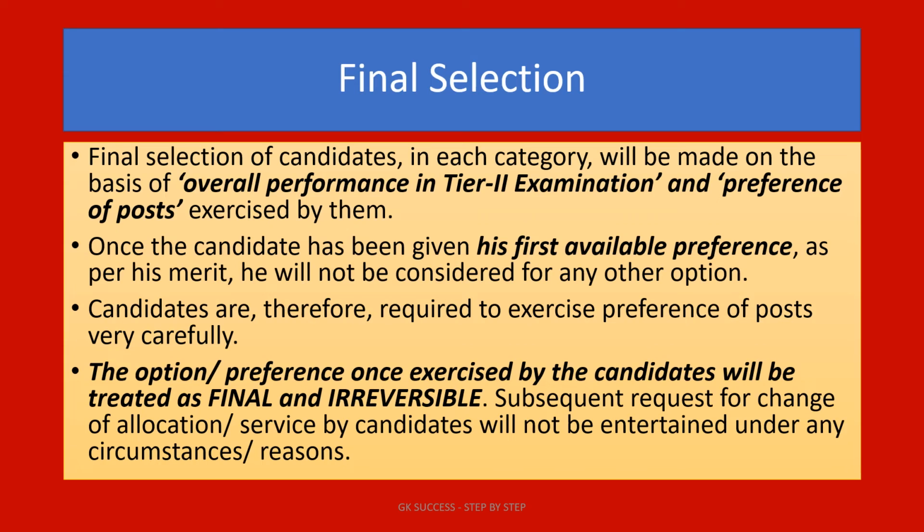Now let us see about final selection. Final selection of candidates in each category will be made on the basis of overall performance in Tier 2 examination and preference of post exercised by them. Once the candidate has been given his first available preference as per his merit, he will not be considered for any other option. Please note, candidates are therefore required to exercise preferences of post very carefully.